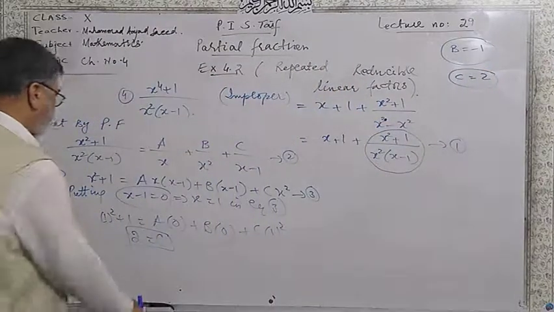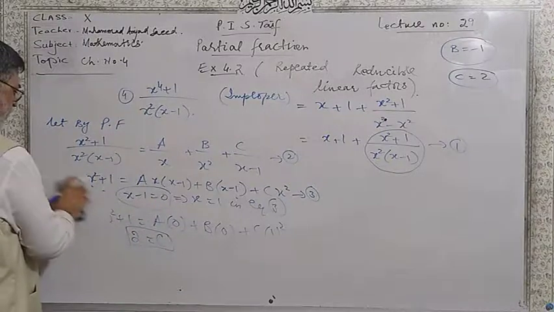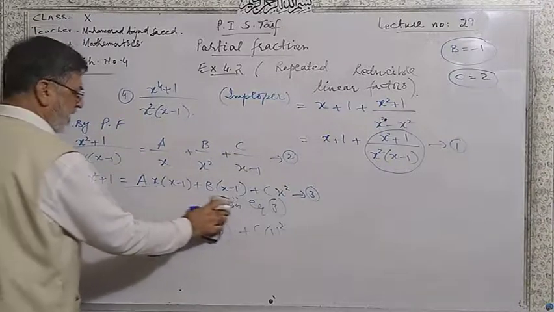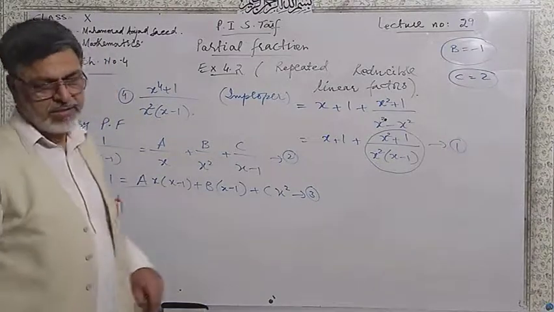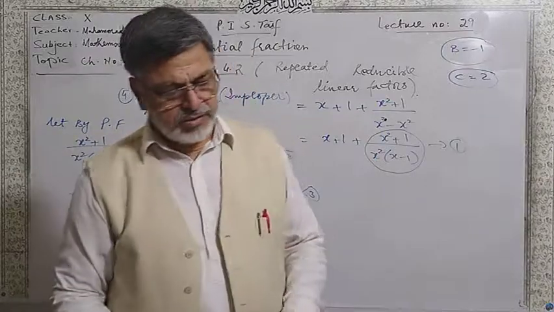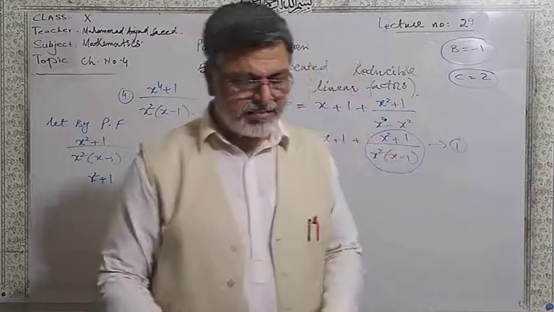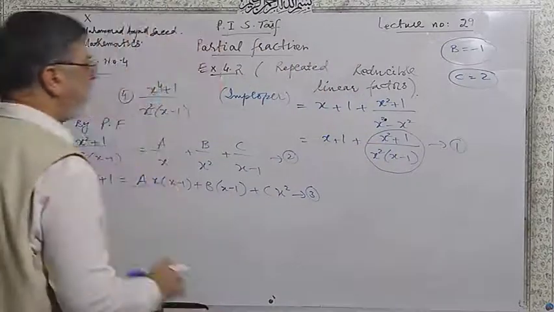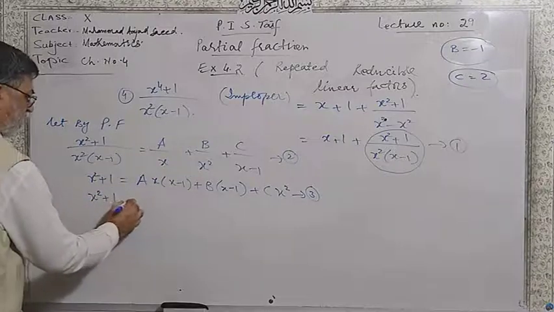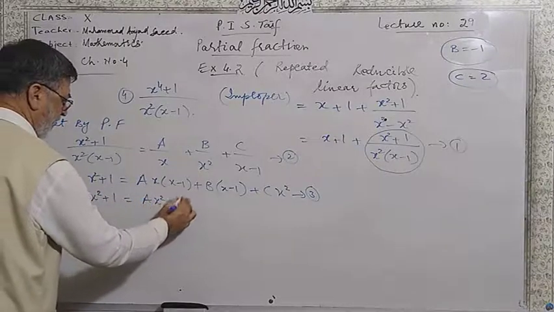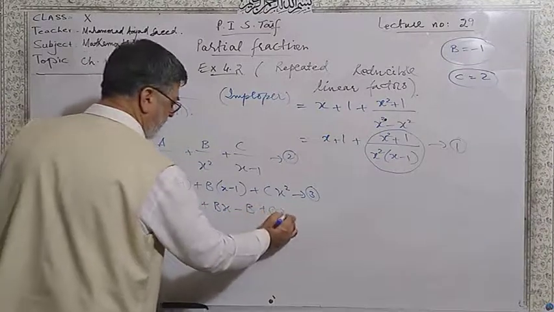Dear students, there were two linear factors. One by one, we used putting method to find two constants. Now, for the third constant, we need to have the comparison method. In case of comparison method, we will have x square plus 1 is equal to ax square minus ax plus bx minus b plus cx square.